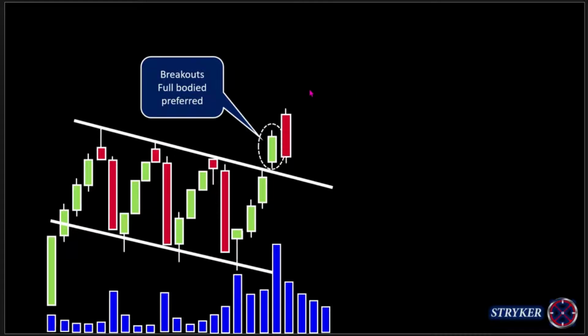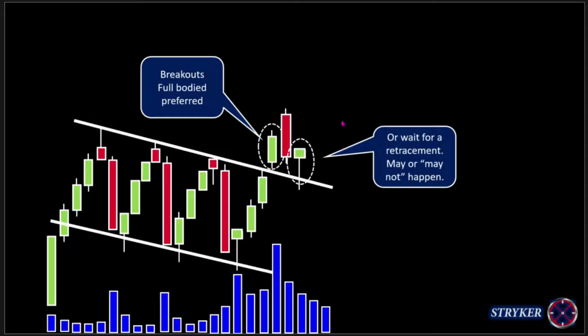Now, another way to trade it is to wait for a retracement. This is safer, but the thing is that it doesn't happen all the time. Sometimes when it breaks out, the price rallies without retracing. And this is where it retraces. This is where it gives a second chance for a trader to enter at a lower price or a safer point, as they call it, before the rally goes on.